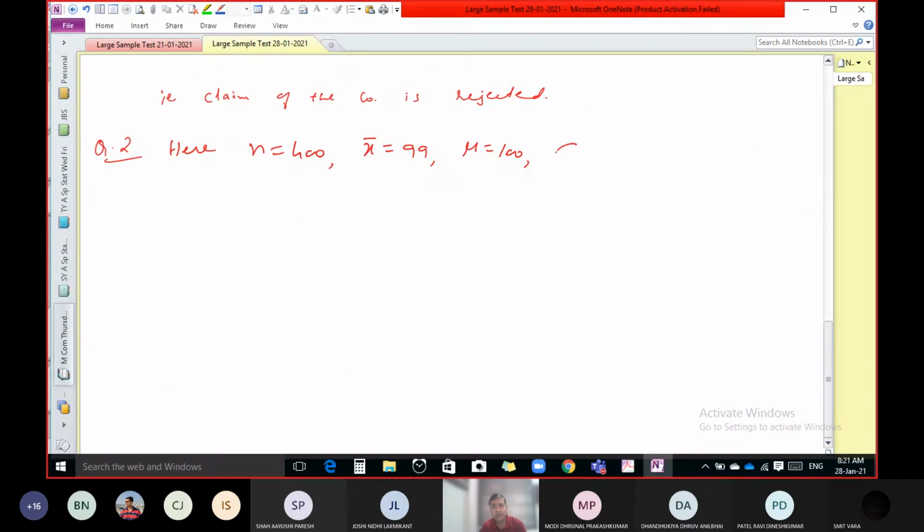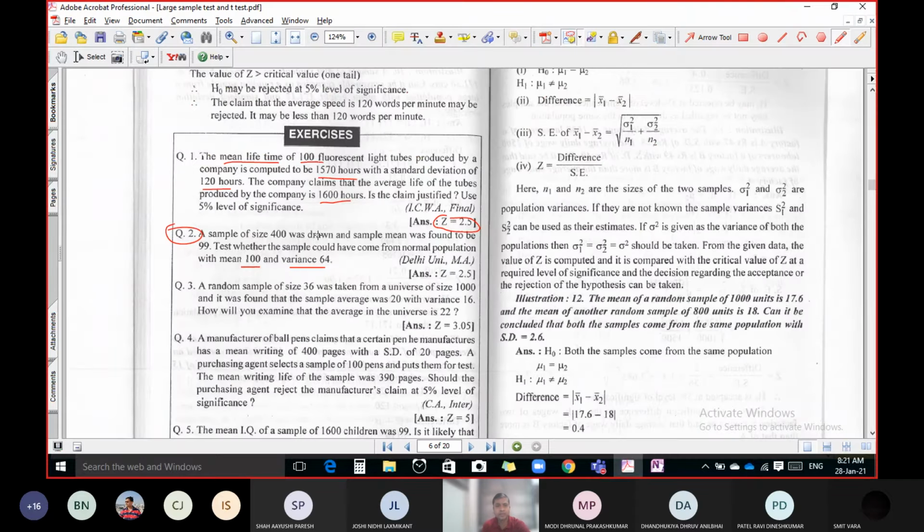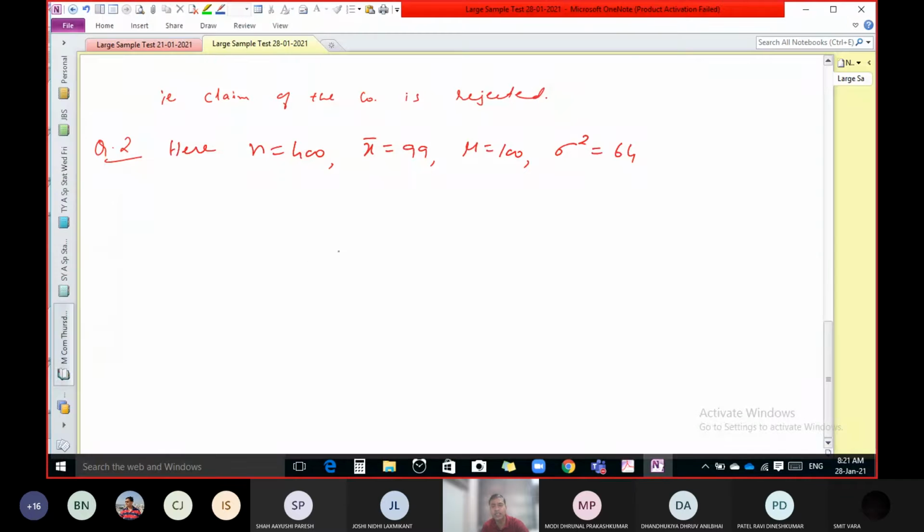it is not s square, but it is sigma square. Why is it sigma square? Tell me. Because, sir, it is of population. Correct. Test whether the sample could have come from the normal population with mean and variance. So it is sigma square. Variance is there, so it is sigma square. So we can say that sigma equal to 8.